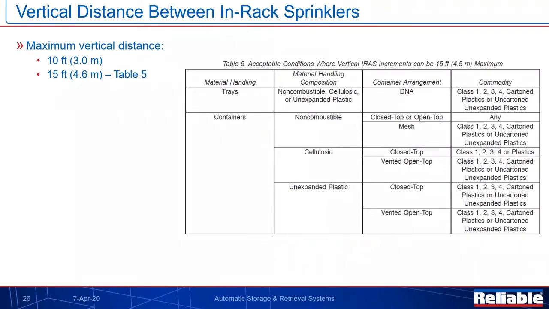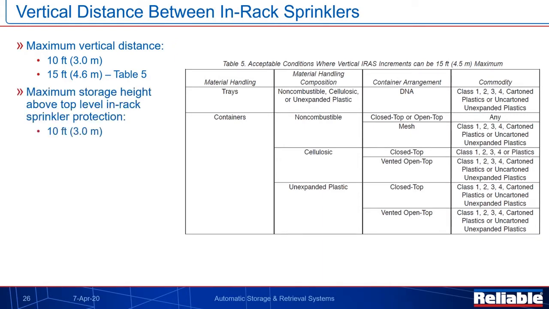We need to refer to table 5, and table 5 is going to take a close look at the material handling, the composition of the material handling, what the container arrangement and commodity is like. But if all those conditions match up, we're going to have the opportunity to go to 15 foot spacing, vertical distance for our in-rack sprinklers. Once we get above those in-rack sprinklers, the maximum storage height is going to be 10 foot to the ceiling level sprinklers above.